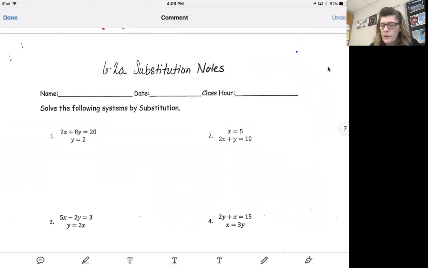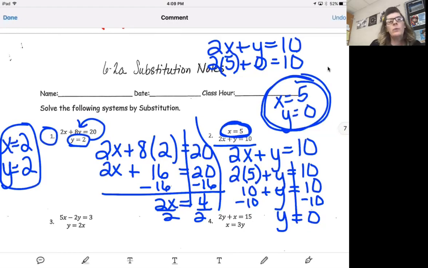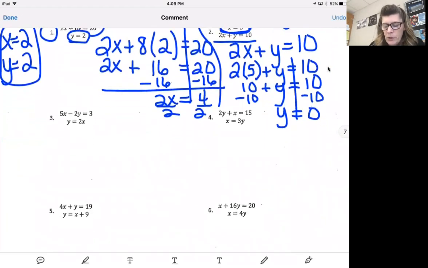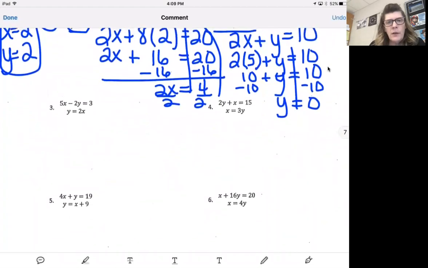All right, so that is when we know one of the variables. The next couple of problems we're going to do are 3 and 4, and we don't know what any of those variables are, but we do have one of the variables solved. So if you'll notice, this one is y is equal to 2x. So we already know what y can be replaced with. Y can be replaced with 2x.